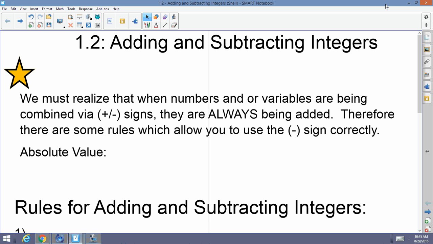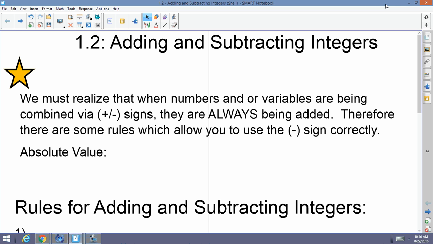Today we're going to start talking about adding and subtracting integers, okay? And in order to really understand this, we have to realize that when you're adding or subtracting integers, you're really just adding them, okay? Whenever you're combining numbers as far as a sum or a difference, you're really adding them. You're either adding two positive units, or two negative units, or a positive and a negative unit. Okay, but it's always addition.